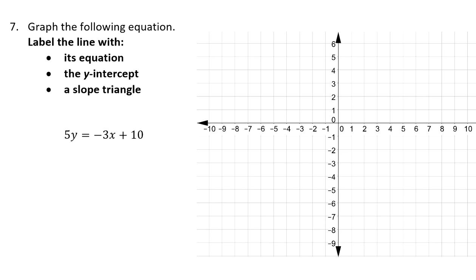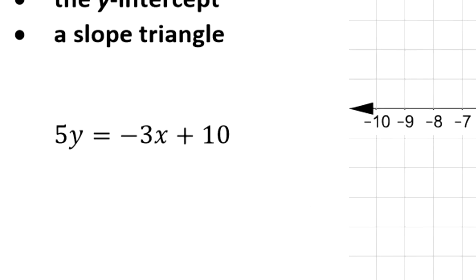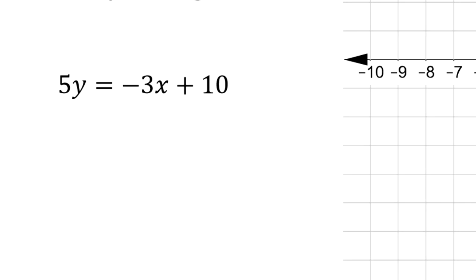Graph the following equation, and once you've got it graphed, you're asked to label the line with three different things. You should write the equation of the line near the line, label the y-intercept, and also include a nice looking slope triangle on your line. So let's take a look at the equation. It's 5y minus 3x is 10.